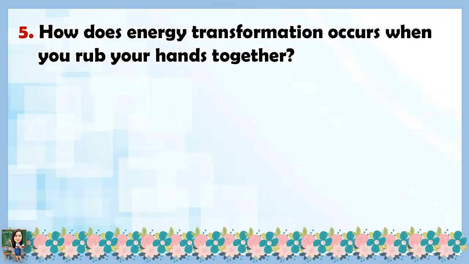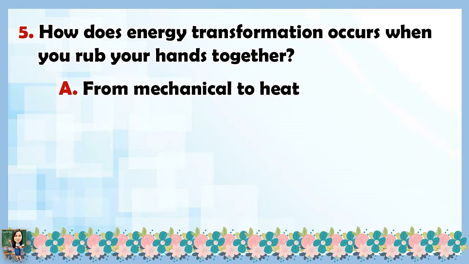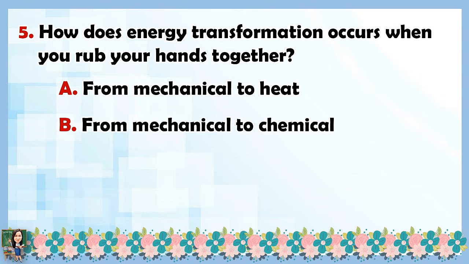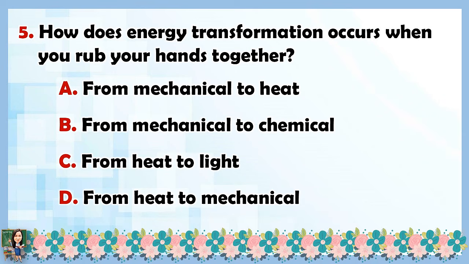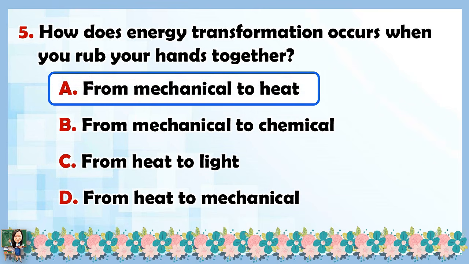And number 5, how does energy transformation occur when you rub your hands together? A. From mechanical to heat. B. From mechanical to chemical. C. From heat to light. And D. From heat to mechanical. What is the correct answer? Very good. The correct answer is letter A. From mechanical to heat.